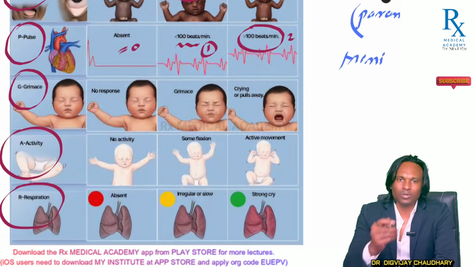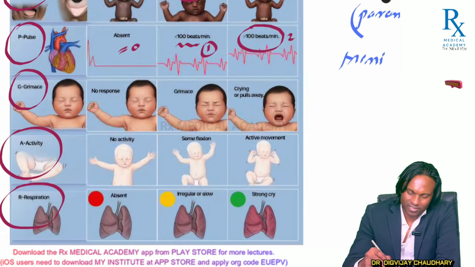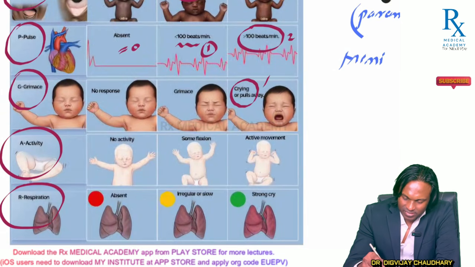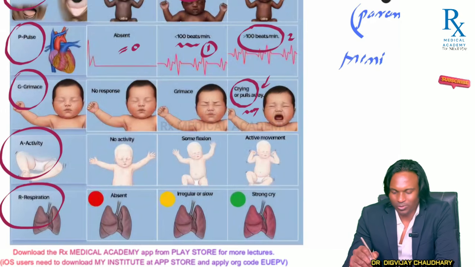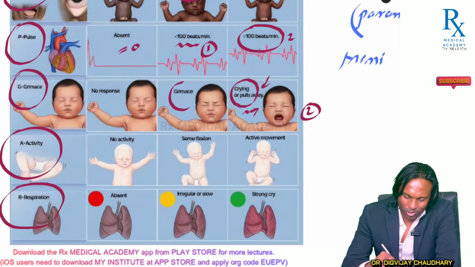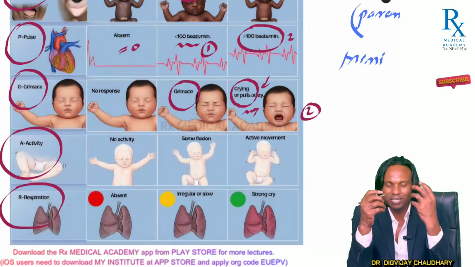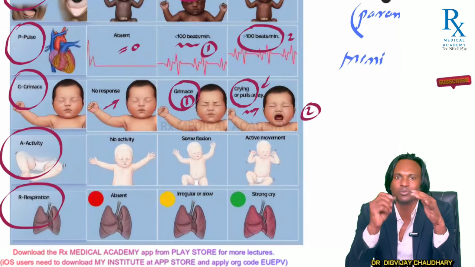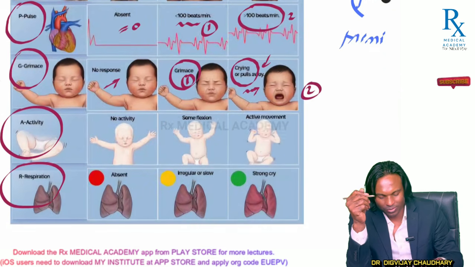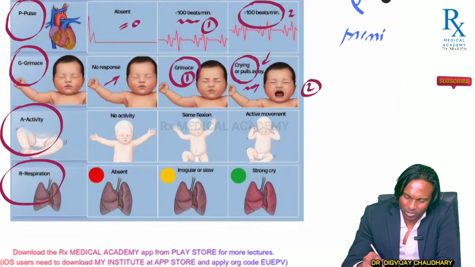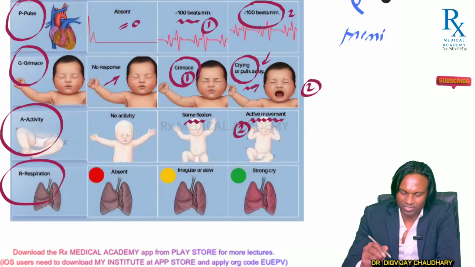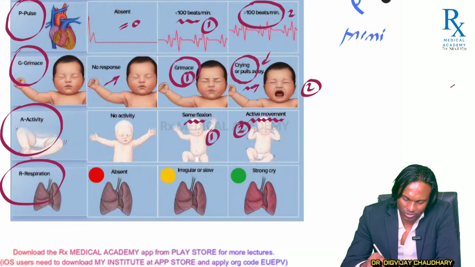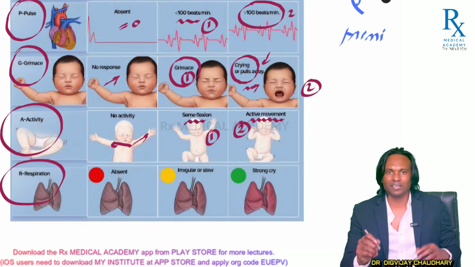Now, what about grimace following nasogastric stimulation into the nostrils? If baby pulls away, cries, sneezes, coughs, it is considered as good. So you have to give a score of 2. And if you observe just grimace, that is slight facial movement, you have to give a score of only 1. And sometimes there can be no response at all, that is no reflex activity at all. You have to give a score of 0. Now, what about activity? If there are spontaneous flexion and extension movements, it is given a score of 2. If there is only some flexion with reduced movements, it is given a score of 1.